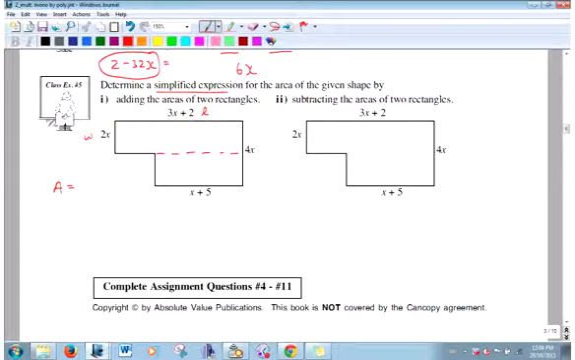Length times width. So the area of this one is 3x plus 2 times 2x. Okay, that's this piece. But to get the area of the whole thing, I need to add this one. Okay, so I need to add the length times the width. What's the width of that one? If you see it, don't yell it out.